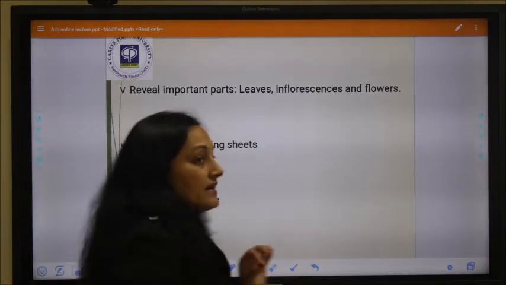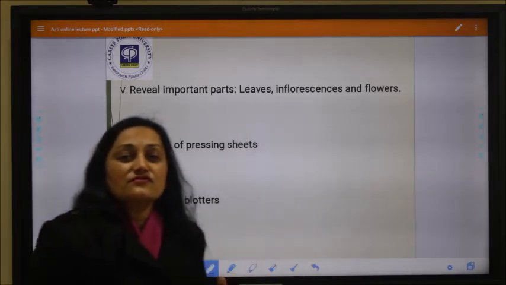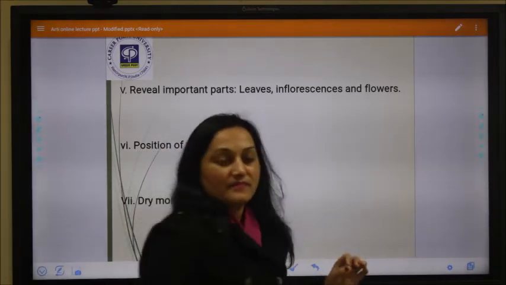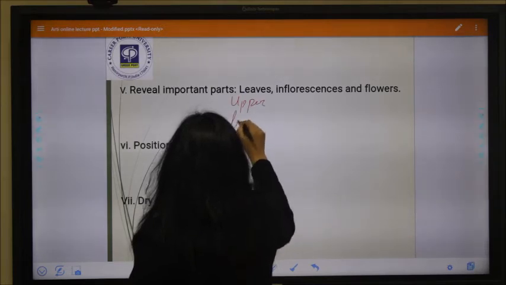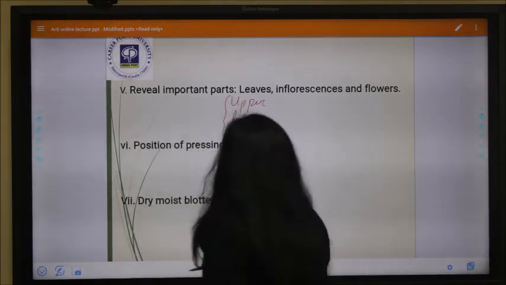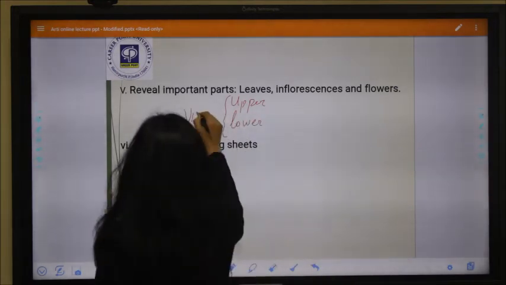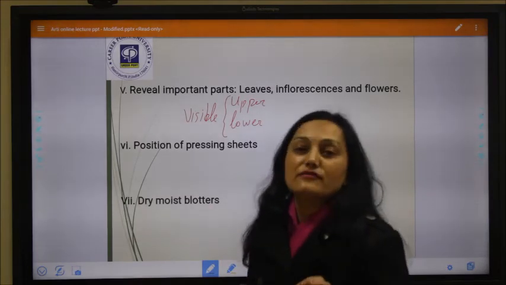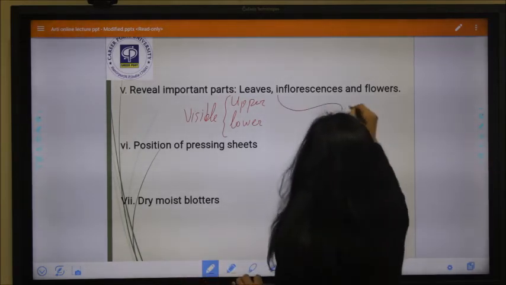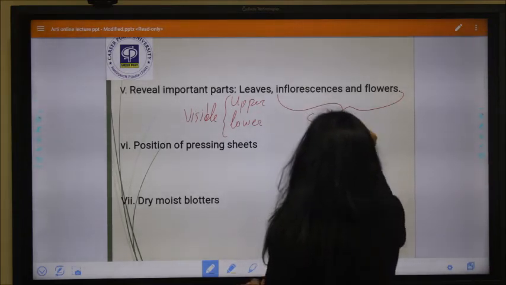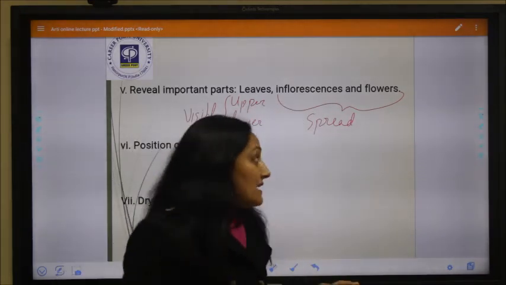Okay, next is to reveal important parts of leaves, inflorescence and flowers. Try to arrange leaves of a plant specimen in such a way that both sides, that is upper and lower, are visible. And in case of inflorescence and flowers, spread them in such a way that all the important parts are visible.